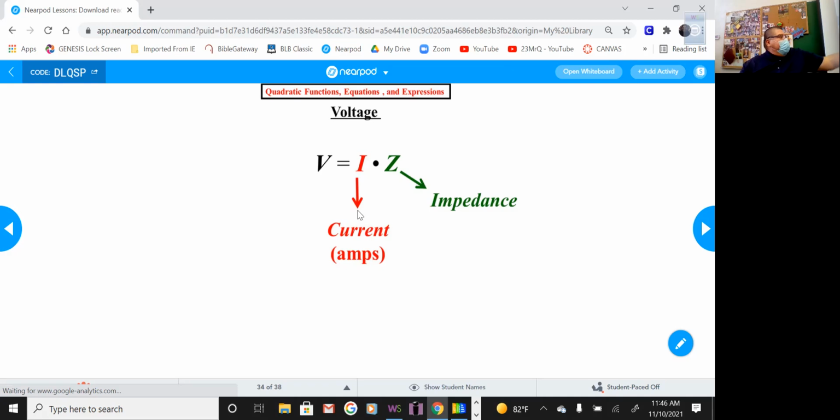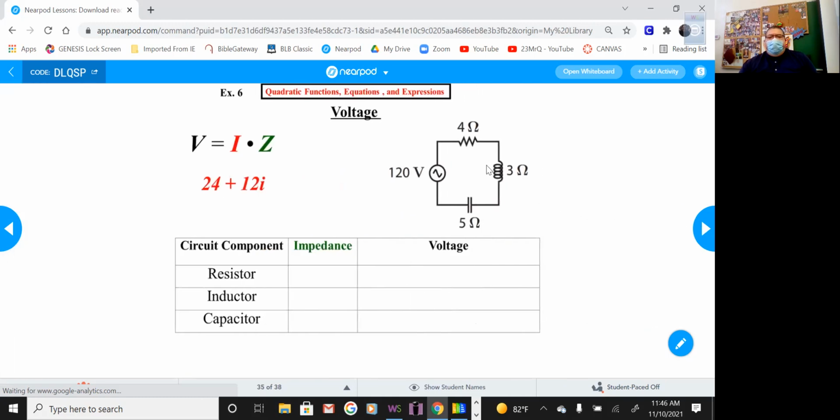I'm going to leave that up here, and I'm going to forward your screen so you can copy example number 6 on your paper. Copy the diagram and copy the table. I'll give you some time for that. Hurry up, please. Copy and go.